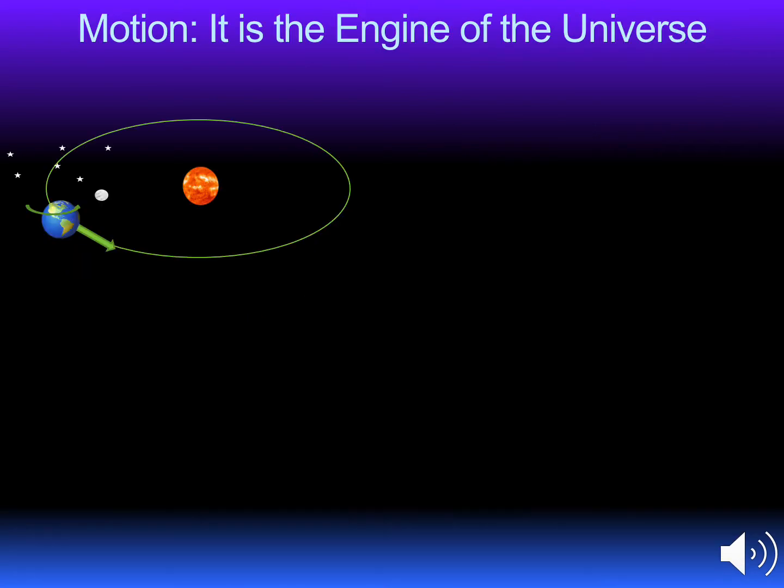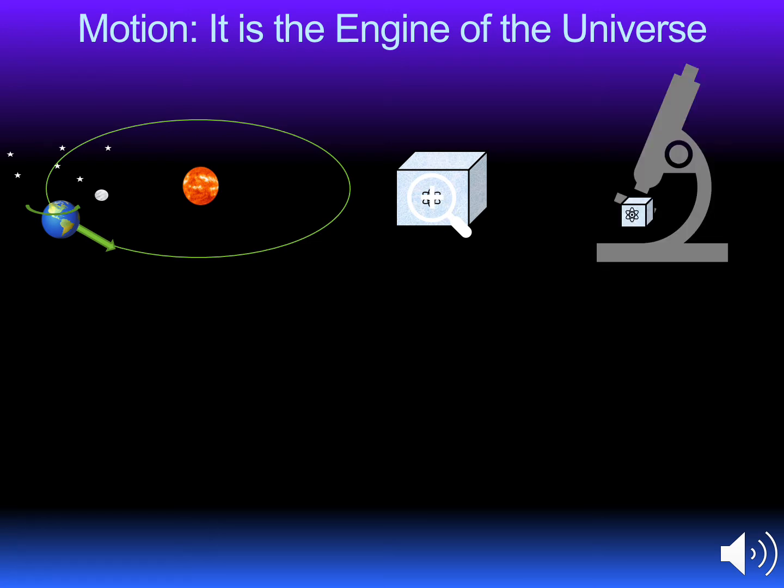So motion is the engine of the universe. Whether we're looking at the cosmos, our solar system, we've got a planet spinning around its axis, a planet spinning around the solar system, our solar system spinning around the center of the Milky Way at about 500,000 miles per hour. If we start to look into matter and we get finer and finer, we look down at the atomic level, we see that everything is moving. There is just constant motion in the largest part of our universe to the smallest part of our universe. So it's a pretty important part.